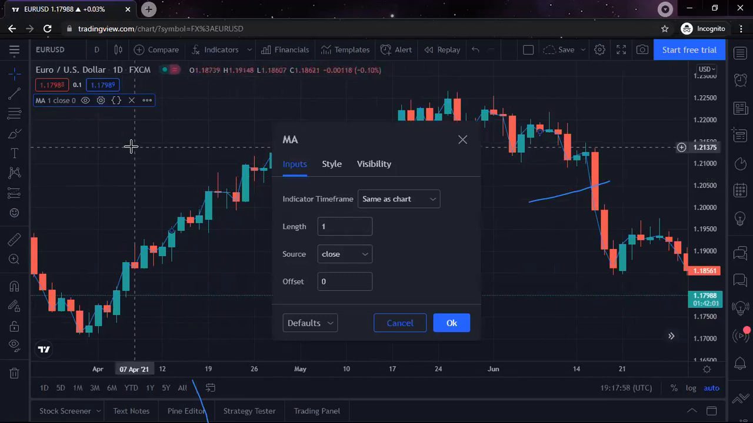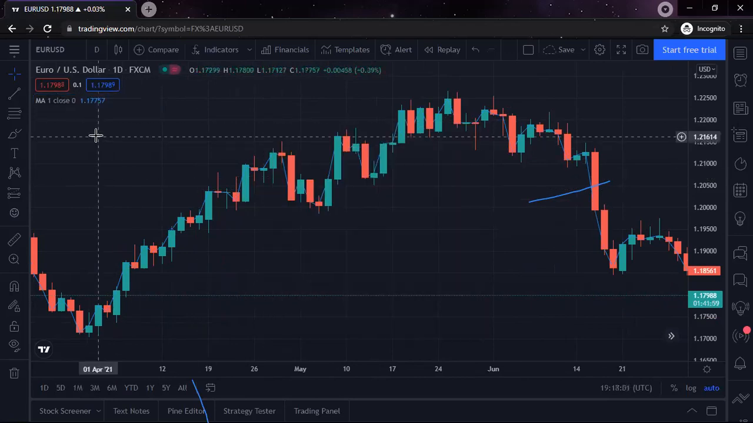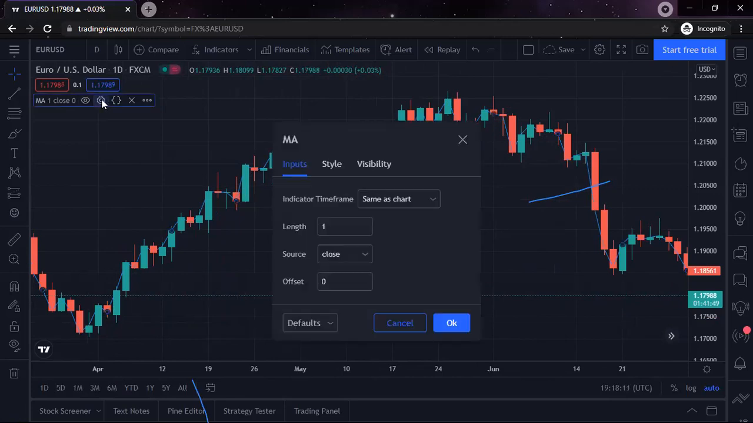Put the cursor on the indicator. The first icon you see here is something like an I. The second one is the settings. You click on the settings. You have Inputs, Style, and Visibility. You come to Length, and then you change the length to 200.